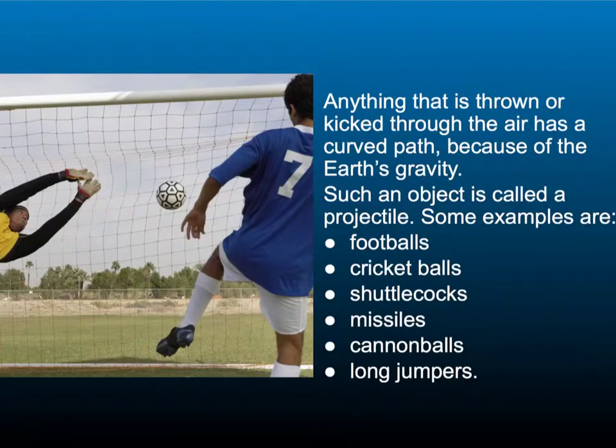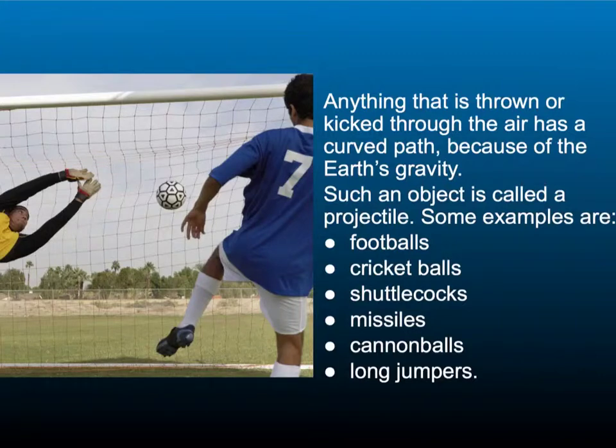When you kick a football, it takes a curved path through the air. The path of the football has this curved shape because of the Earth's gravity. Anything that is thrown or projected through the air has a curved path, and this is called a projectile. Other examples of projectiles are missiles and cannonballs, and all balls that are hit, thrown or kicked in sports.